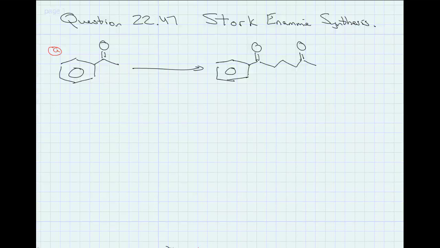Question 22.47 says, using a Stork enamine synthesis, show how you might accomplish the following transformation. So we're just going to look at part A, where we take acetophenone and we make this 1,5-dicarbonyl compound.